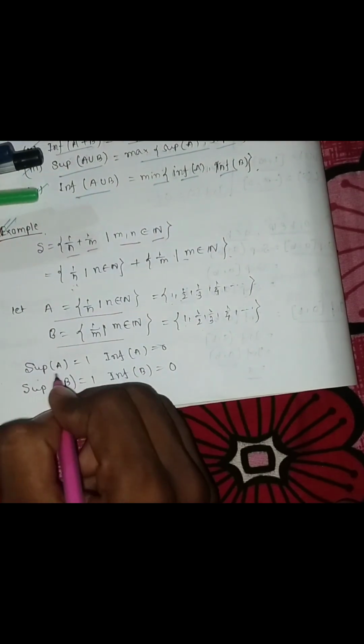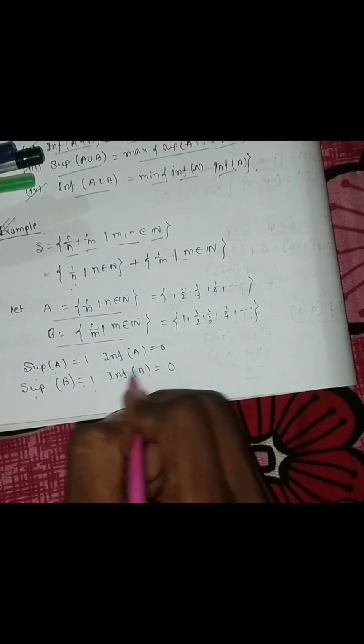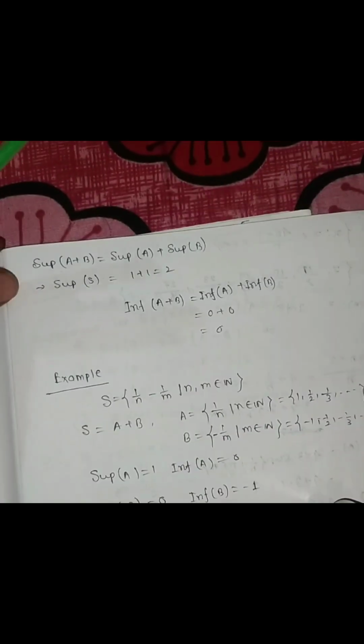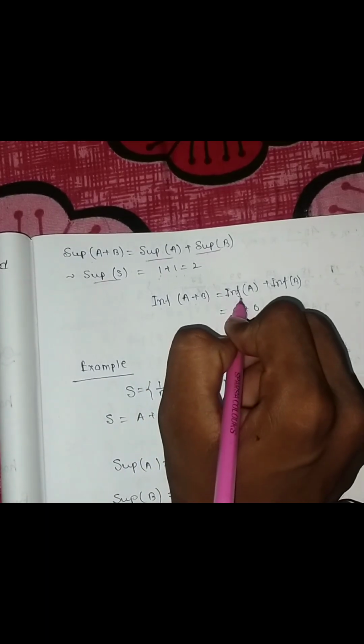Okay. The supremum of A is 1, the supremum of B is also 1, the infimum of A is 0, and the infimum of B is 0. Now, what is the supremum of A plus B? By the formula, the supremum of A plus the supremum of B. The supremum of A is 1 and the supremum of B is 1, so that's why 1 plus 1 is equal to 2. Now the infimum of A plus B by the formula is the infimum of A plus the infimum of B, and both are 0, so that's why 0.